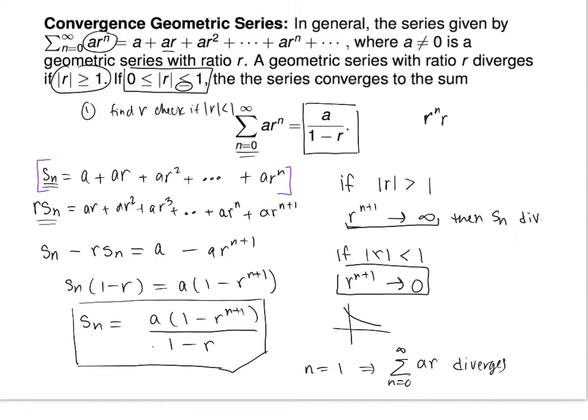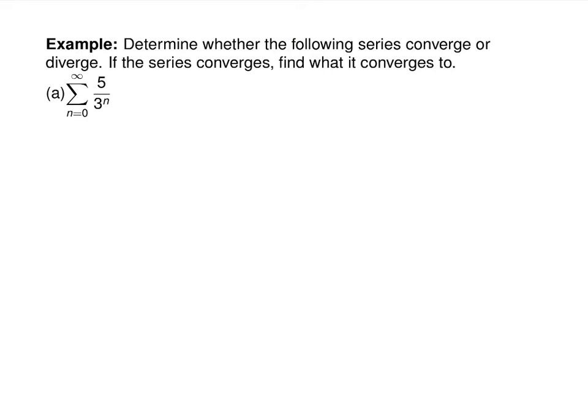Okay, so let's try a couple. So 5 over 3 to the n. First thing, let's find the r. And it wouldn't be bad to check the first thing: does the series start at 0? Yes, so no worries. And it's 0 to infinity. Can I rewrite this as 5 times 1/3 to the n? Does that make sense? Seeing something raised to the nth power is a hint that it's a geometric series, and also a hint that the thing raised to the n is probably the r, exactly.